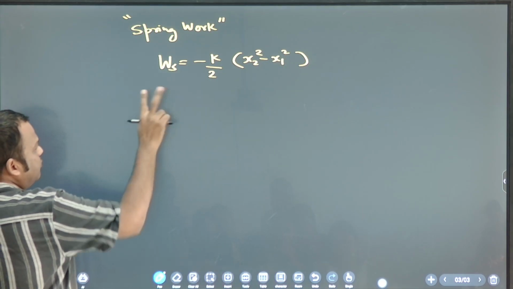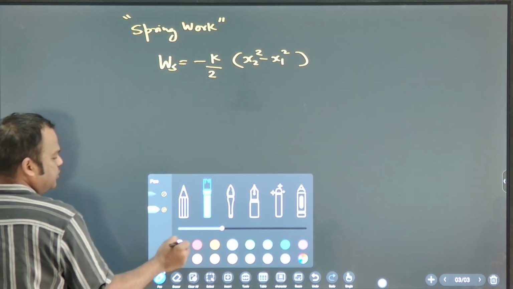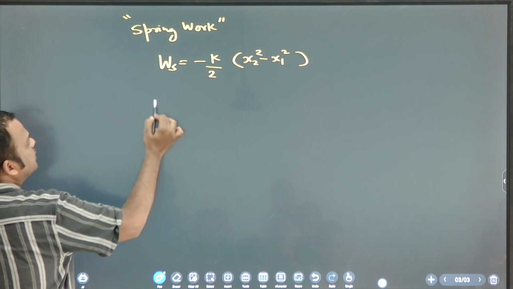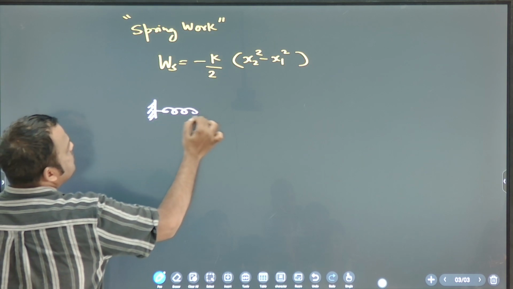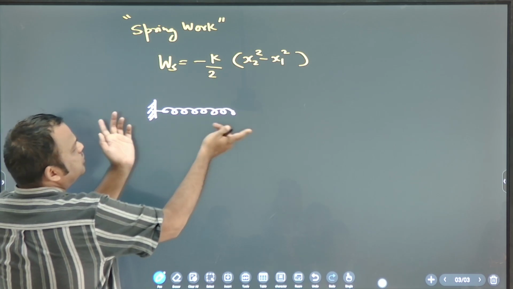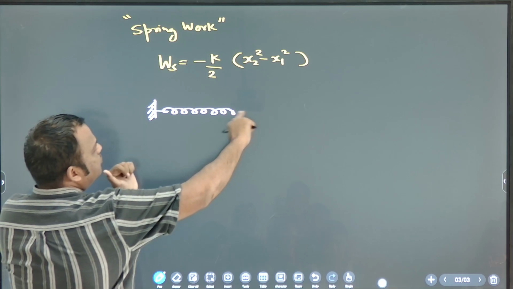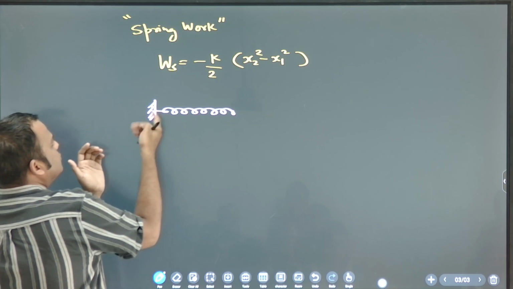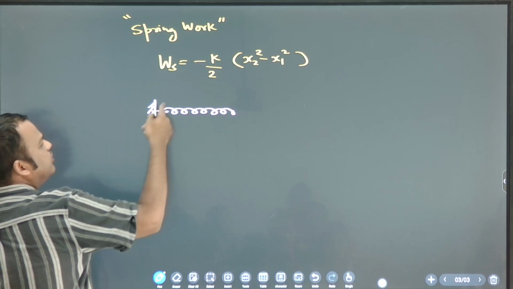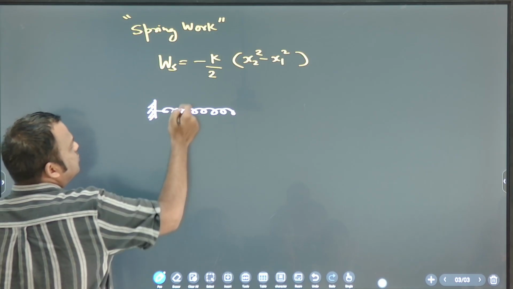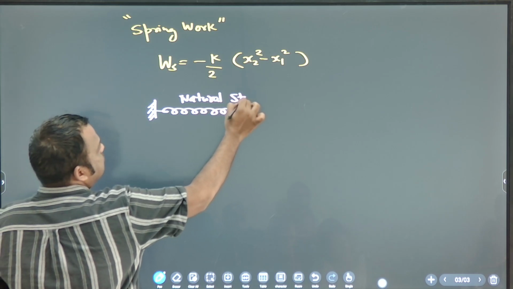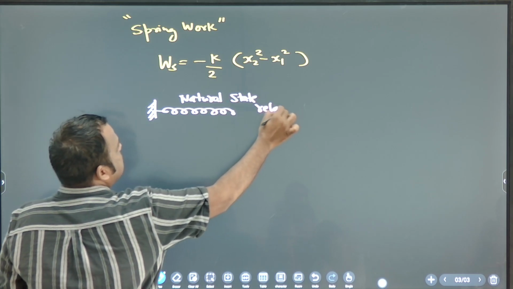Let's solve two numericals. Let's solve two questions. Write down. First, you understand the meaning of elongation and what is natural state. This is the natural state. Do you see any force here? No. So here also force is 0. Right end no force, left end also no force. So this is known as natural state, relaxed state.